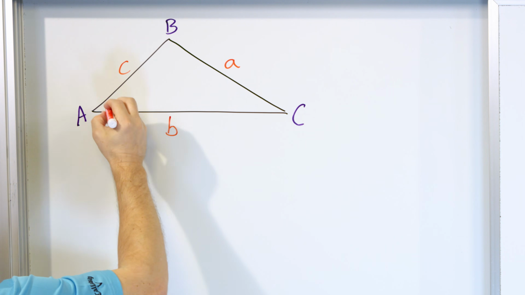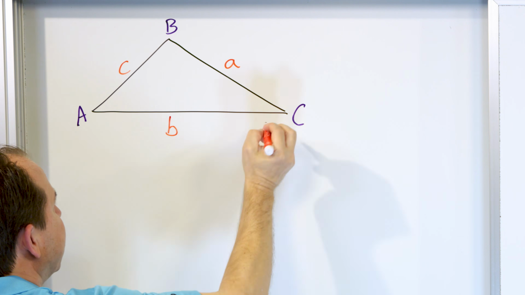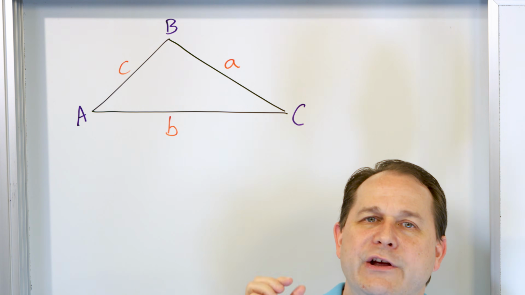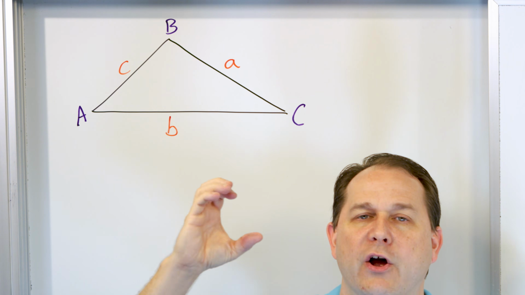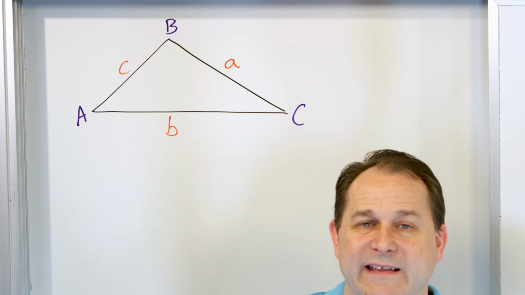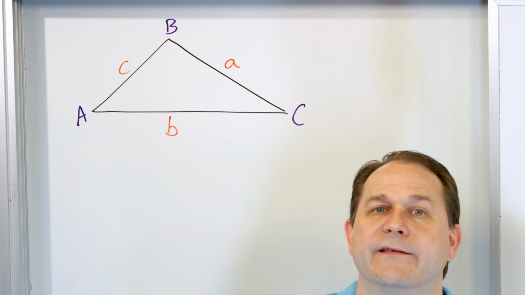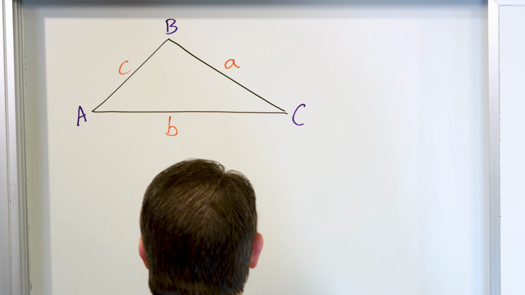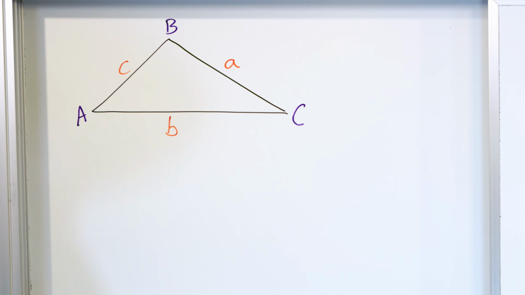We could put the angle marks in here, and you can do that, but when you draw enough triangles, you stop doing that after a while. You know that capital letters on the corners are the names of the angles, and the lowercase letters on the sides of the triangle are the lengths of the sides. All right, this is a general triangle. It's obviously not a right triangle.